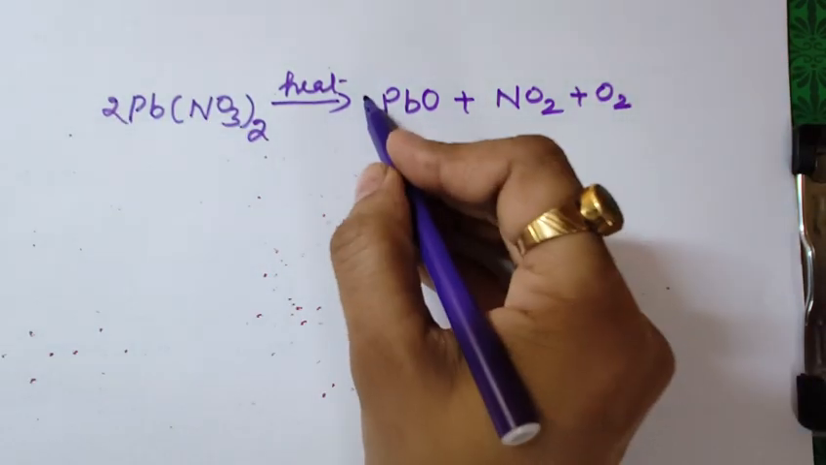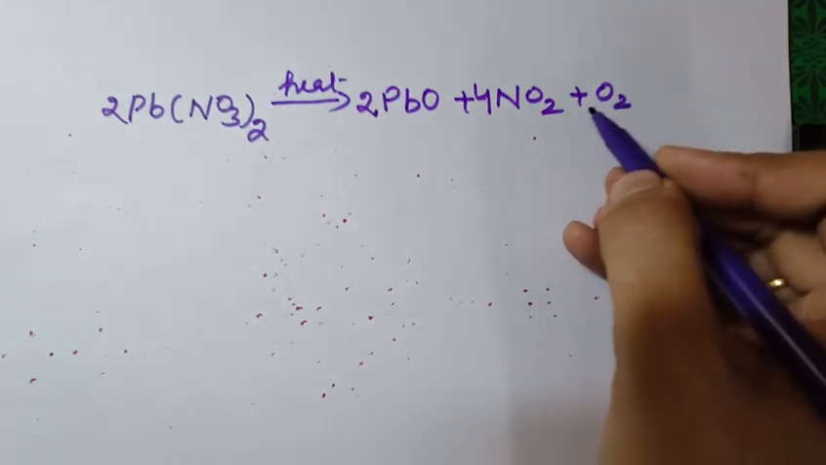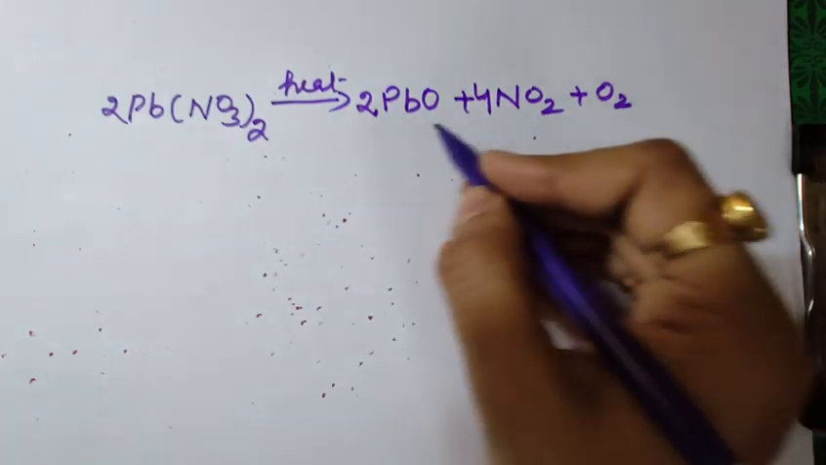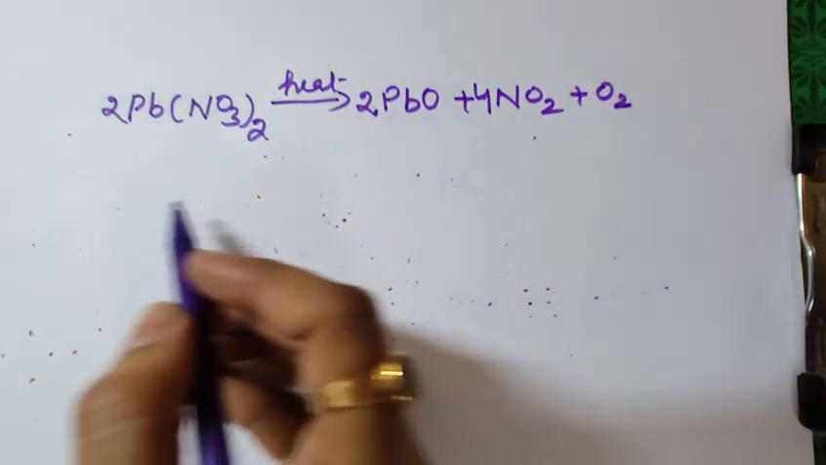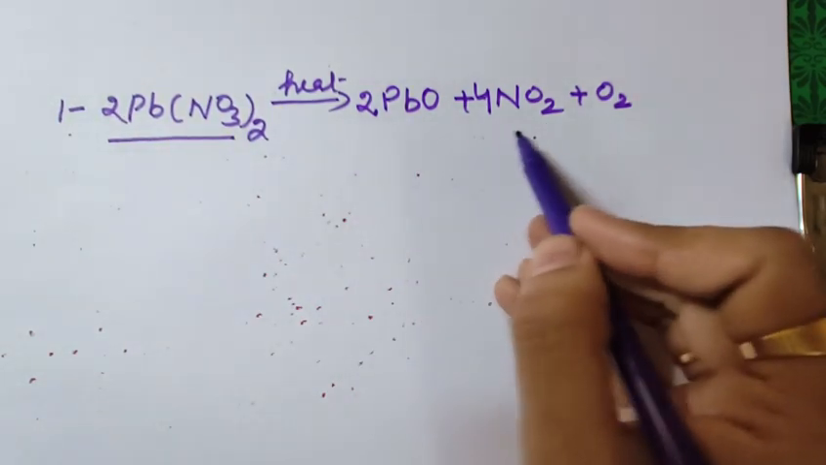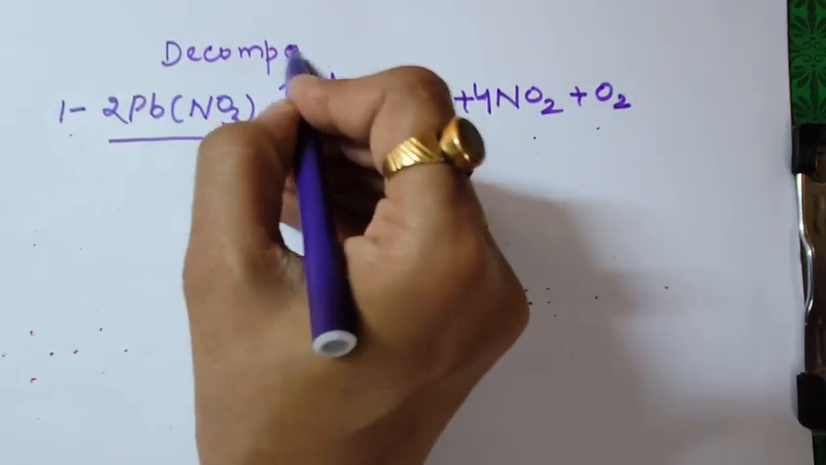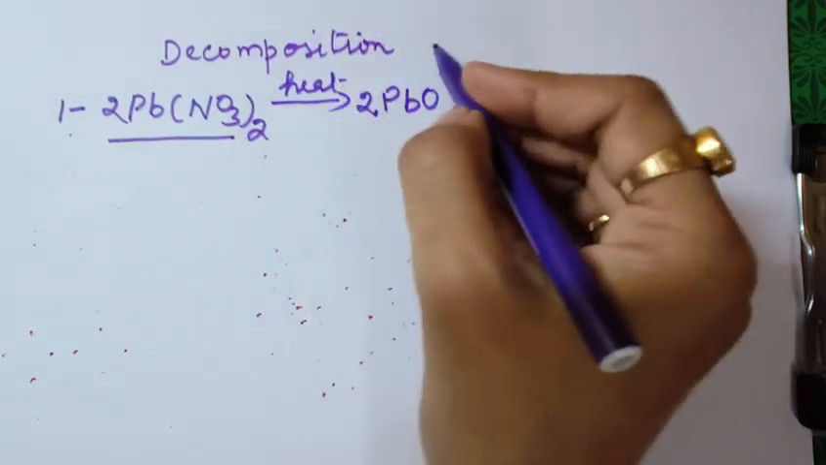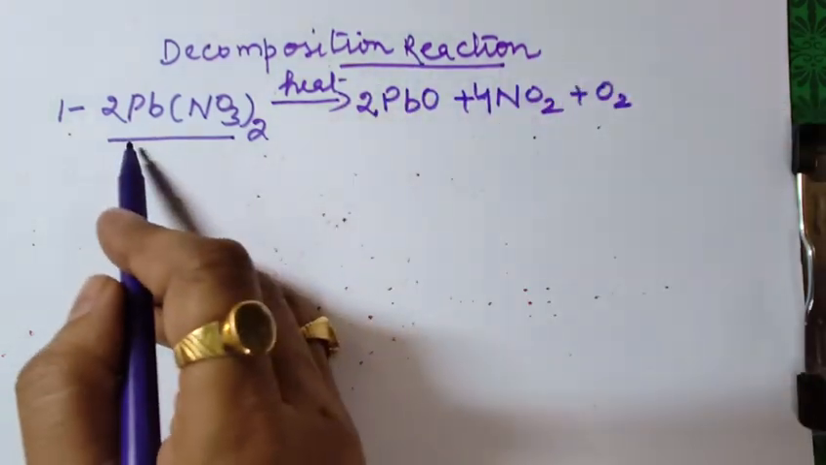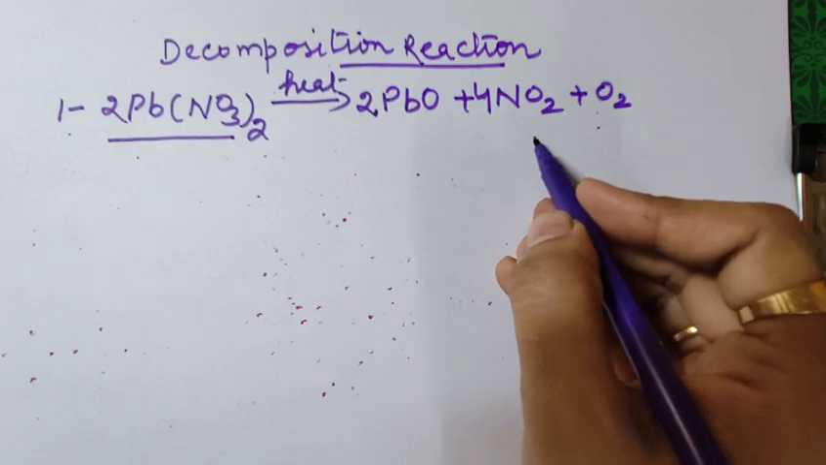Now balance this equation. So when a single reactant decomposes or breaks down into multiple products, it is called decomposition reaction. So decomposition reaction is a reaction in which single reactant breaks down into multiple products. Single reactant, multiple products. It's called decomposition reaction.